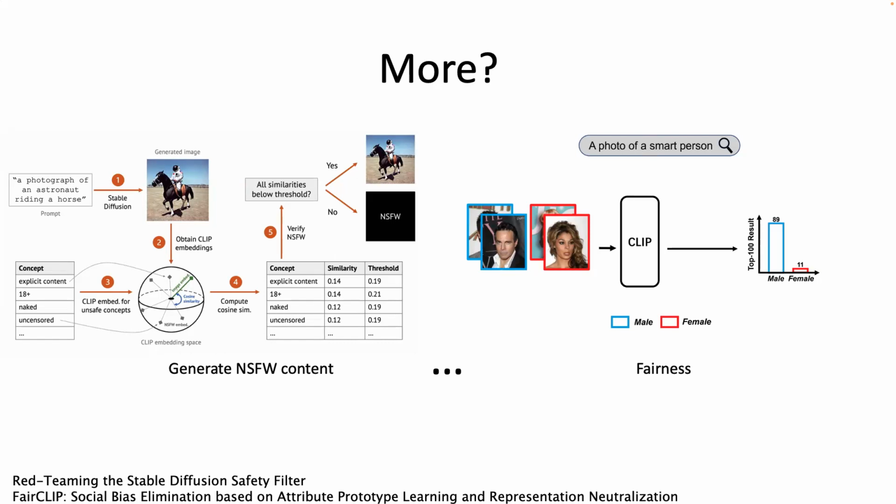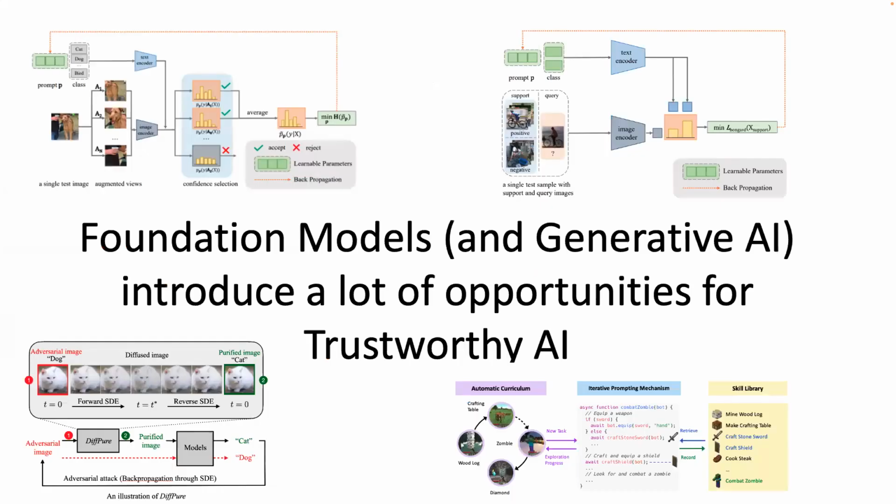So in conclusion, there are more and more topics that we also need to think about in the area of foundation models in terms of trustworthy AI. So to make a conclusion, I hope to say that first, foundation models and generative AI introduce a lot of opportunities for trustworthiness. In this talk, we introduced a lot of techniques and methods by which we can leverage recently proposed foundation models such as CLIP to improve robustness, or we can use the diffusion model to improve adversarial robustness, solving the adversarial problems. So it brings us a lot of opportunities at the current stage.